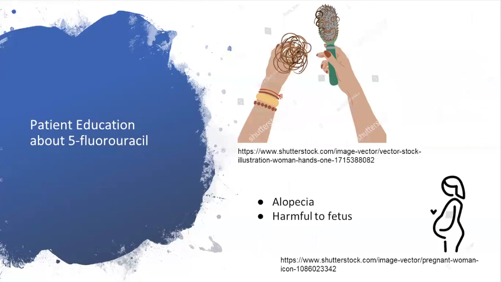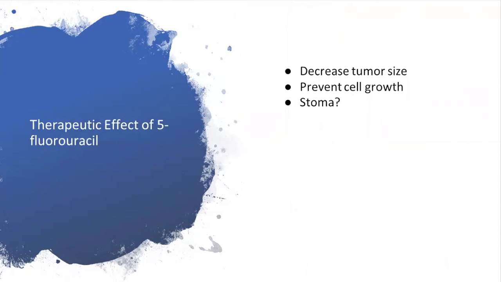Patient education includes telling them 5-fluorouracil's potential to cause alopecia and that it is temporary. Nurses can also refer patients to counseling and support groups when patients are anxious or experiencing lower self-esteem due to hair loss. Nurses should also educate pregnant patients that 5-fluorouracil may harm the fetus.